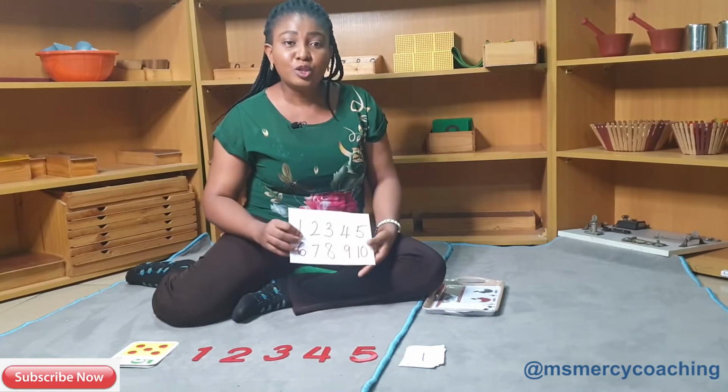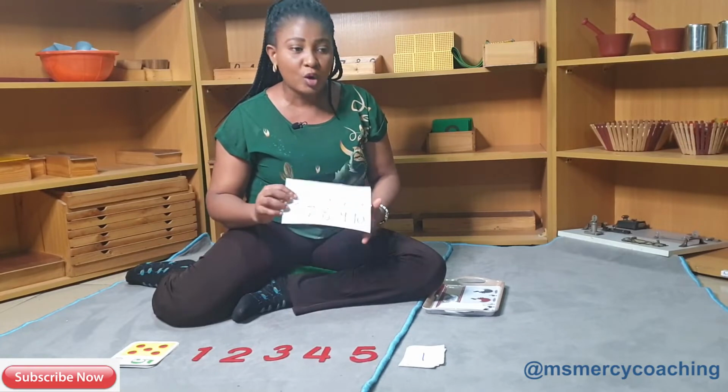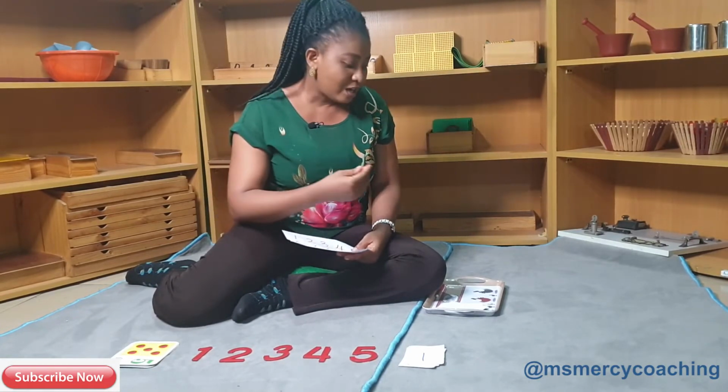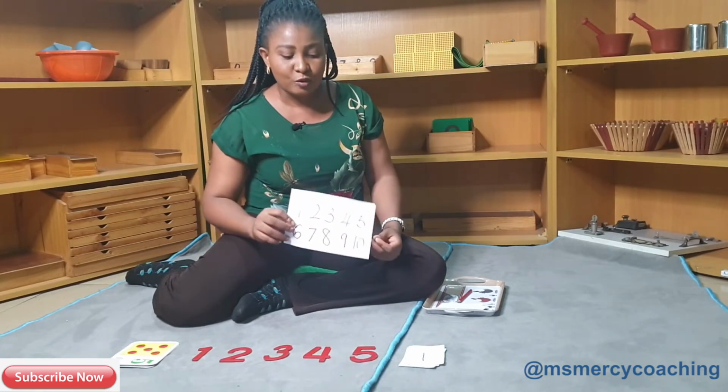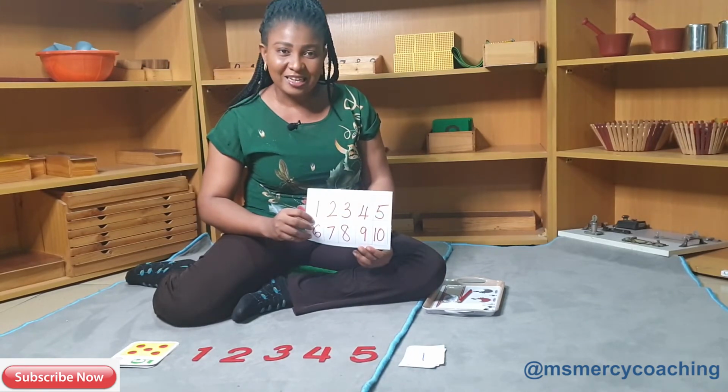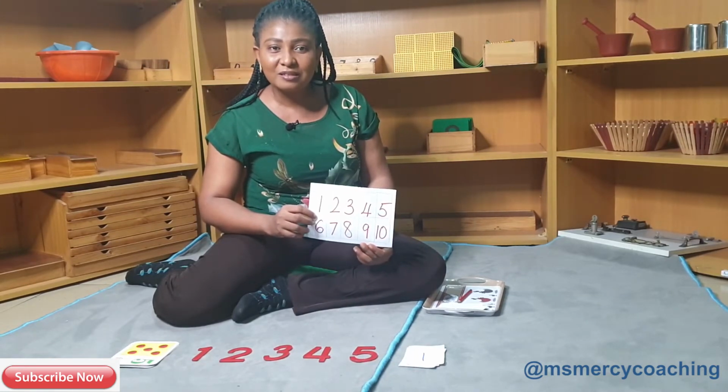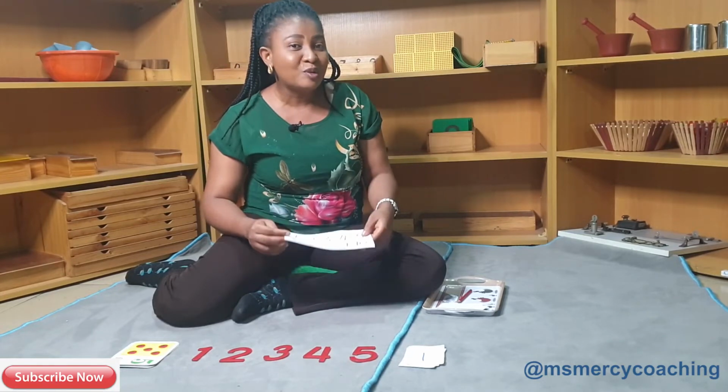If I'm counting on the board, if I've written these numbers on the board, I would need a pointer. I could use a small ruler, I could use a colored pencil, I could use a pencil, I could use a biro to touch the numbers while I count. Now Raymond, your turn. Can you count these numbers? I want you to count the numbers while clapping.